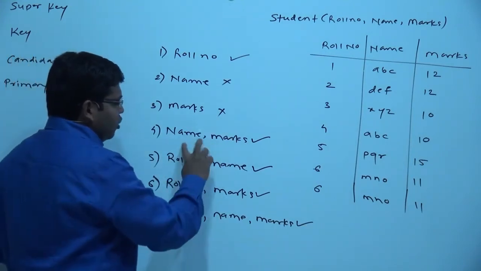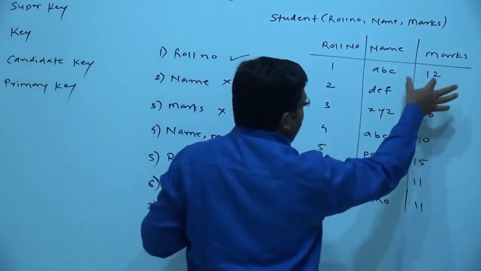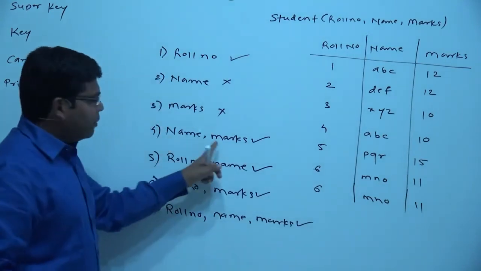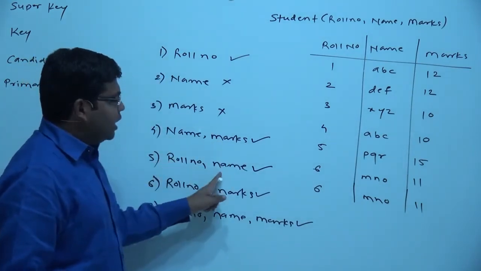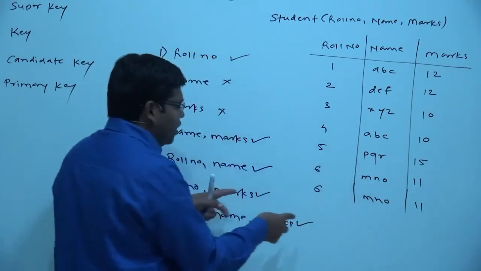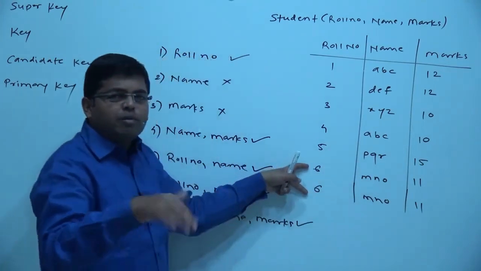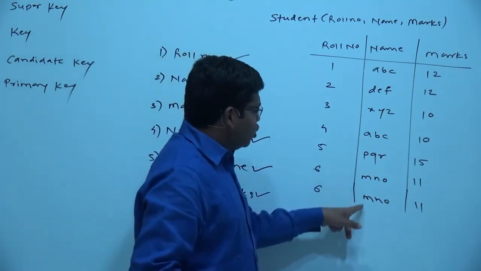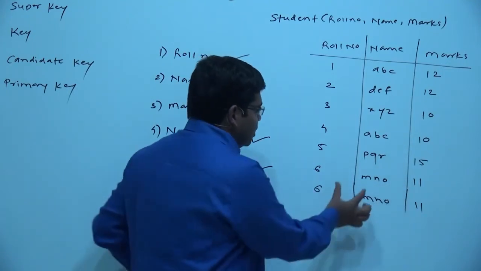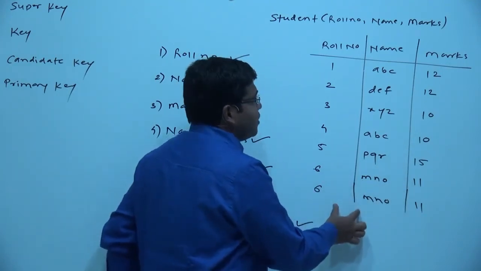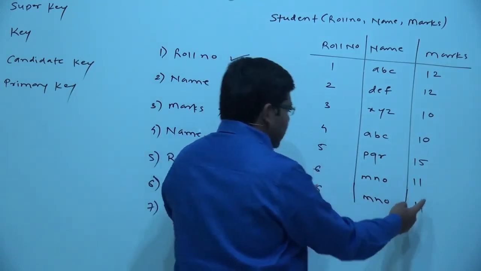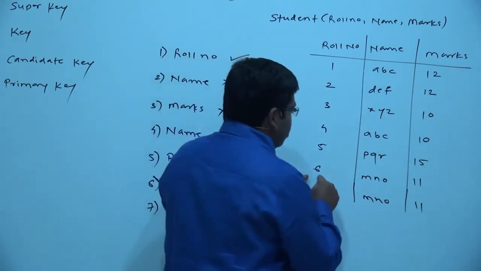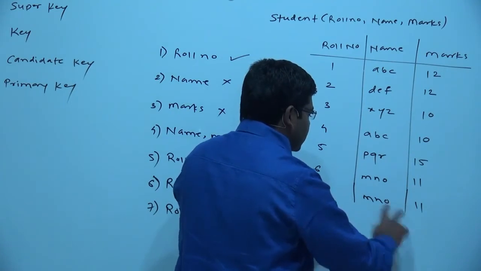Then let us take this combination of name and marks. So this combination of name and marks is also repeating, MNO 11. That's why this combination is not a key. Then roll number and name, again this combination is also repeating. In fact, whenever two rows are repeating, every combination of attribute is going to repeat. Whatever combination you try, like roll number alone is repeating, name alone is repeating, marks alone is repeating, then the combination of roll number and name is also repeating, the combination of name and marks is also repeating, and the combination of roll number and marks is also repeating. And similarly, the combination of roll number, name and marks, all three attributes considered together, is also repeating.